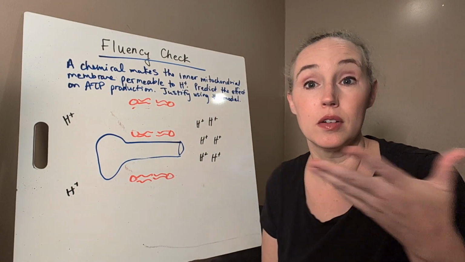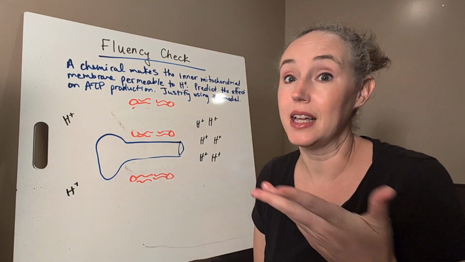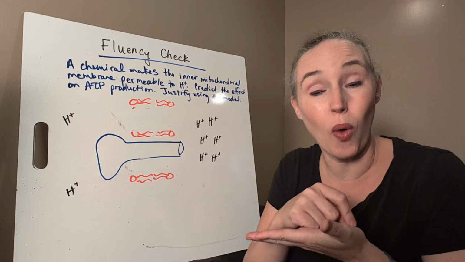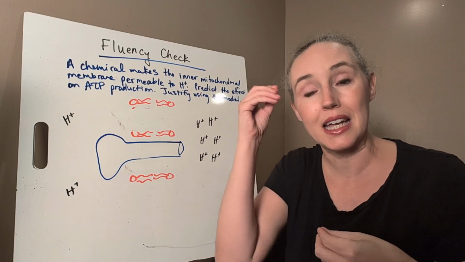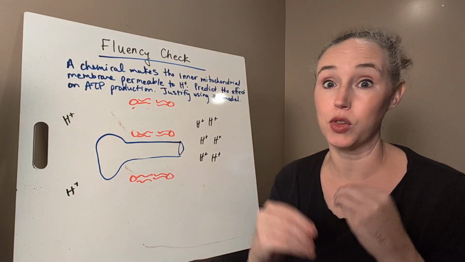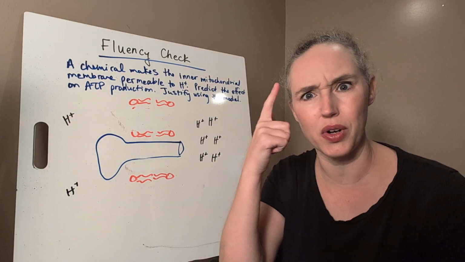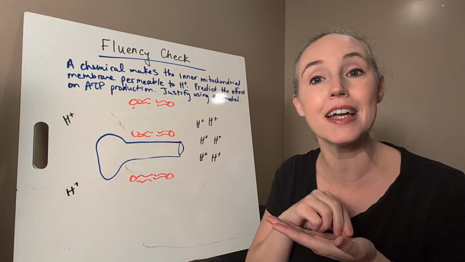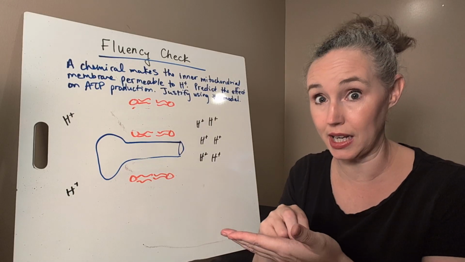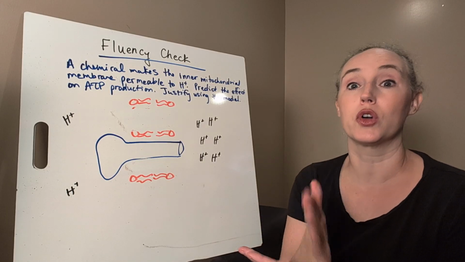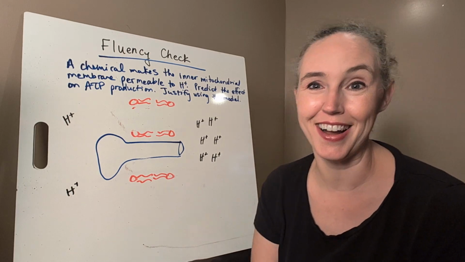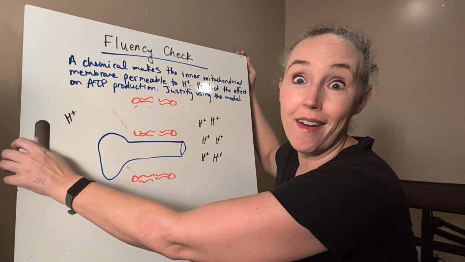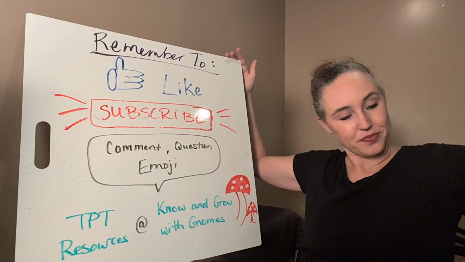Give yourself 5 minutes, 10 minutes to try and actually write that out in words for yourself. So now the real fluency check is not just do I understand it, but can I communicate it in writing in a way that would earn me points on an FRQ. So give it a try and let me know how it goes in the comments.